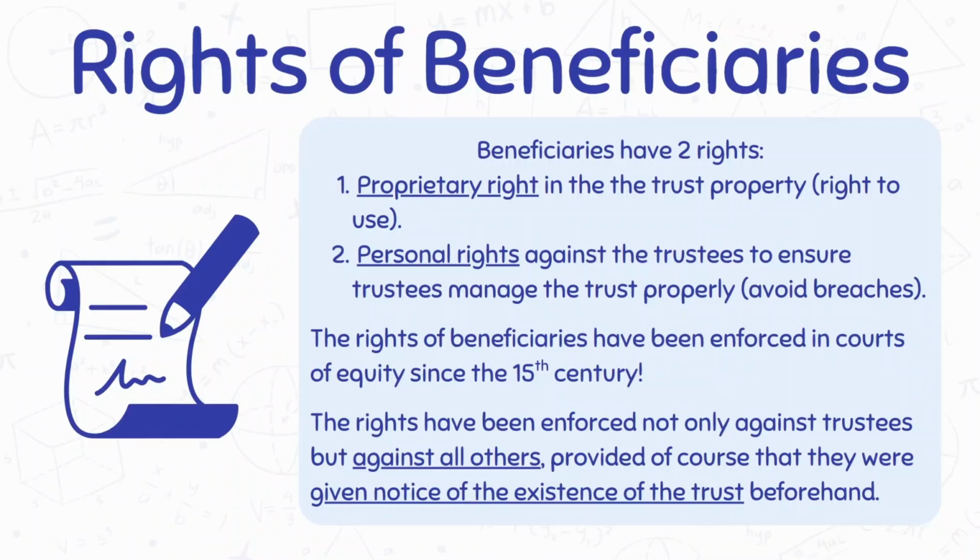These rights that beneficiaries have aren't just enforced against trustees, they are also enforced against anyone who may claim to have a right to the property that is subject to the trust. So, beneficiary rights have been upheld and enforced even against all other people who may claim some sort of right to the same property. But of course, this means that any third party to the trust has to be notified of the trust being in existence beforehand, so this notification should be done as soon as reasonably possible.